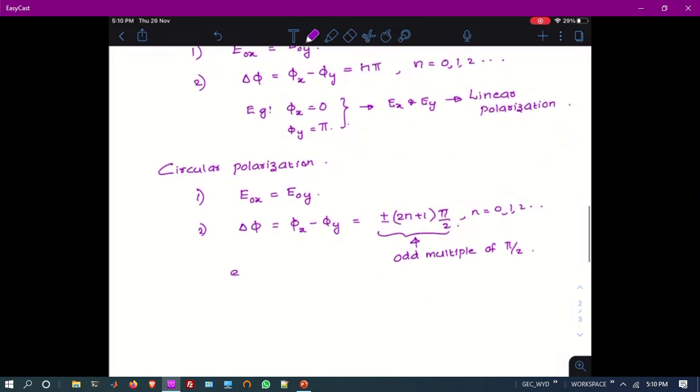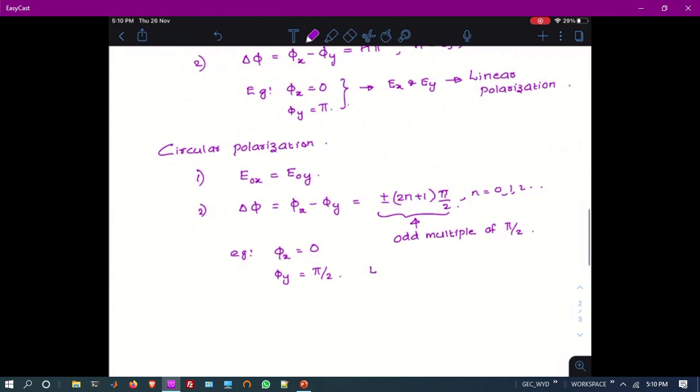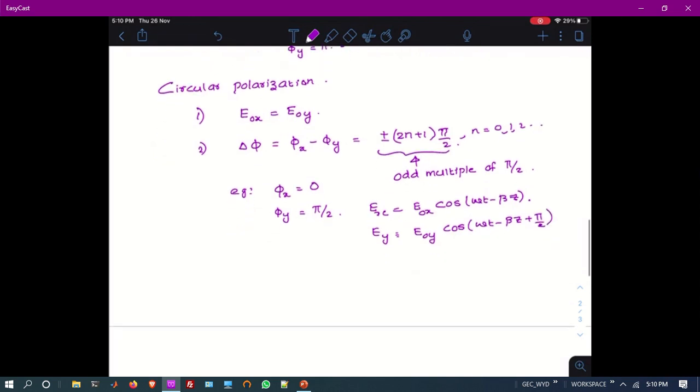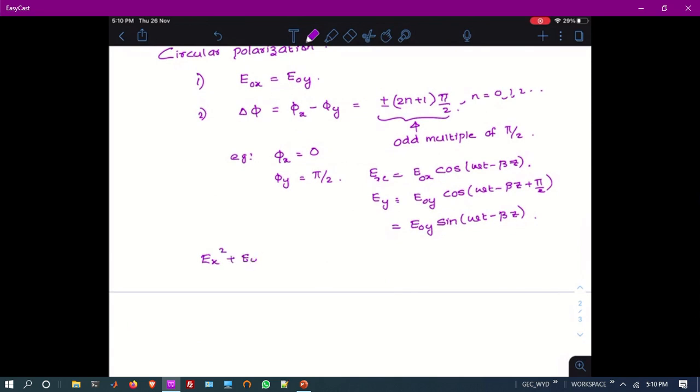For example, phi x is equal to 0 and phi y is equal to pi by 2. So in this case, Ex is equal to Eox cos of omega t minus beta z. Ey is equal to Eoy cos of omega t minus beta z plus pi by 2, which is equal to Eoy sin of omega t minus beta z. Now if you take Ex square plus Ey square, this is equal to Eox square cos square omega t minus beta z plus Eoy square sin square omega t minus beta z.